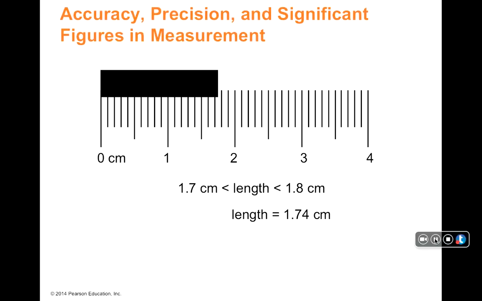You estimate one value beyond the ability of the instrument, and that value is considered to be a significant figure. So the length of 1.74 centimeters contains 3 significant figures.